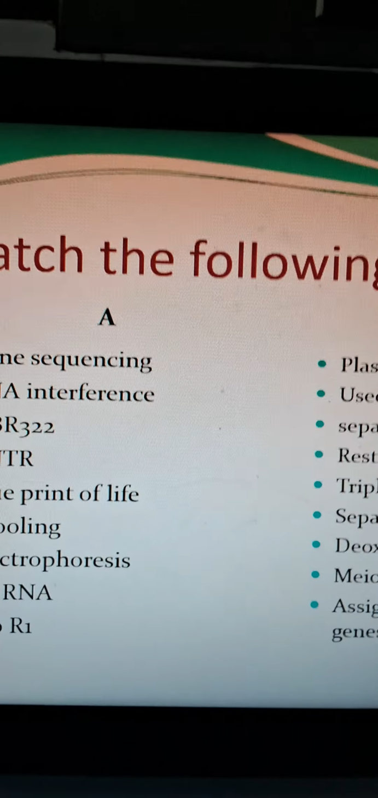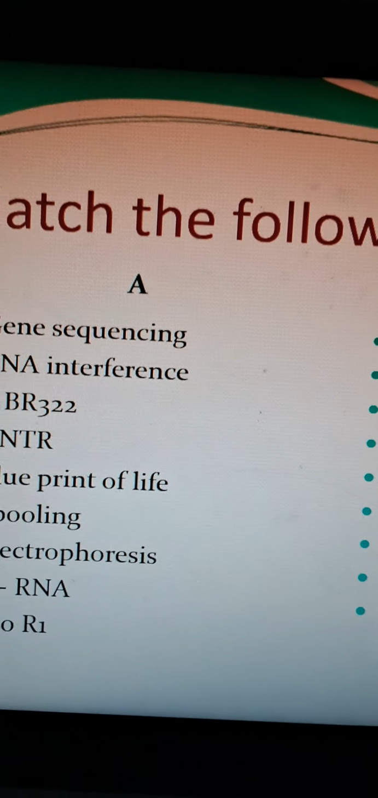Work out the questions and try to find out the answers.